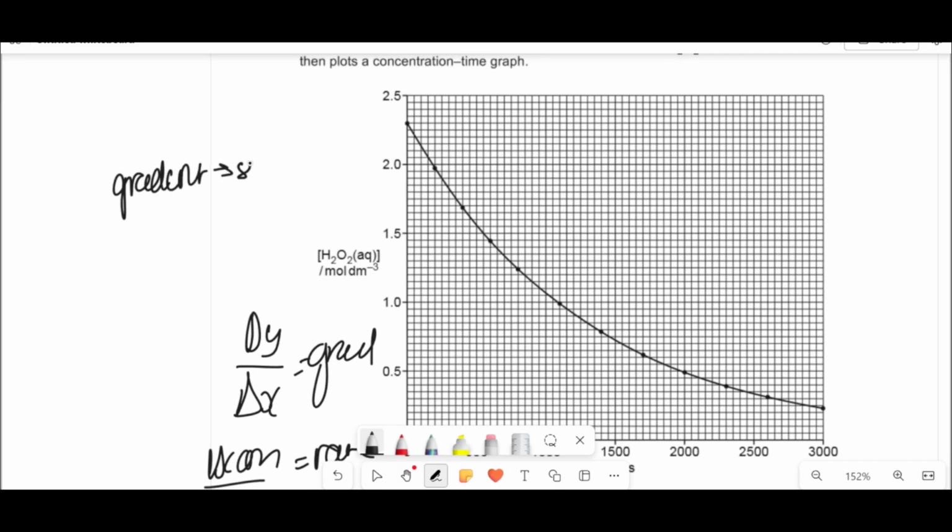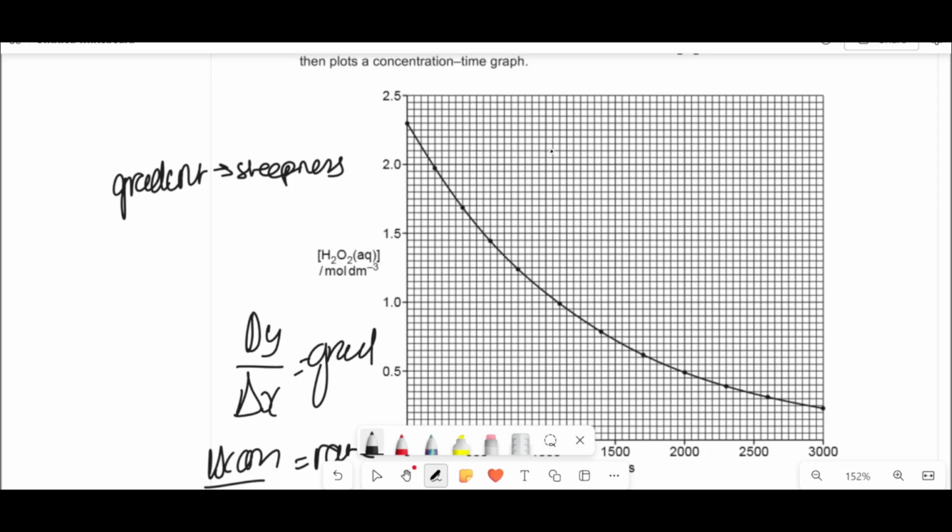The gradient, you can think about it like this as well. Gradient is another word for steepness of a line, right? If the steepness is constant, it would be a straight line. So if the steepness is constant, the gradient is constant, and the rate would be constant. Here, you can see that the line is getting less and less steep, so the gradient's getting less steep, so the rate must be getting less, as in it's slowing down as time goes on.